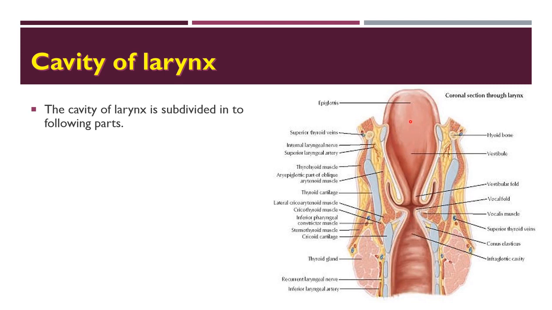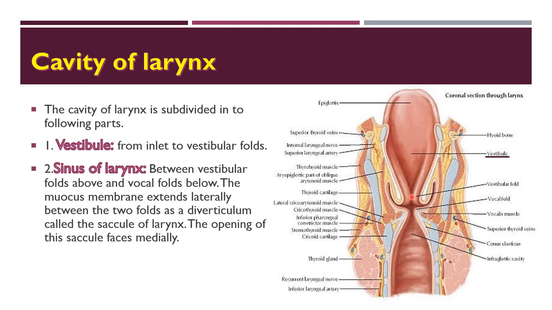Now the first part which you enter immediately deep to, or below, the inlet of the larynx is the vestibule of the larynx. That extends from the inlet to the vestibular folds. You have a small space between the two vestibular folds, and that is called the rima vestibuli. The vestibule is somewhat funnel shaped. That is the vestibule, or sometimes called the supraglottic part of the larynx.